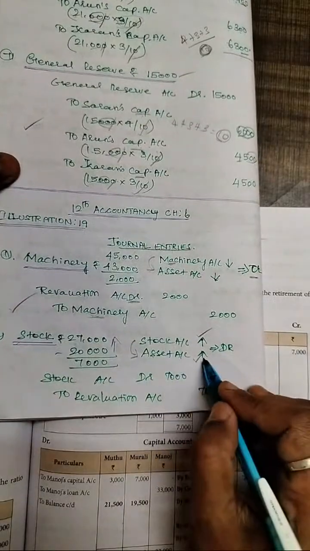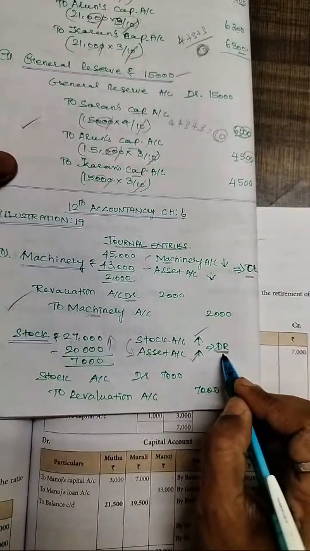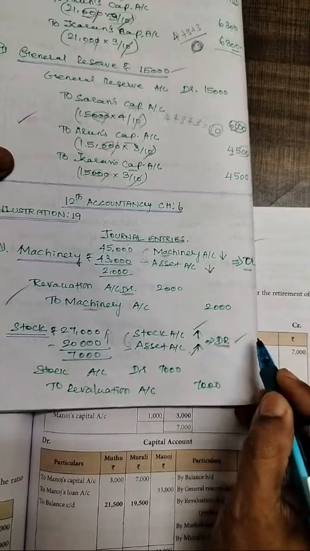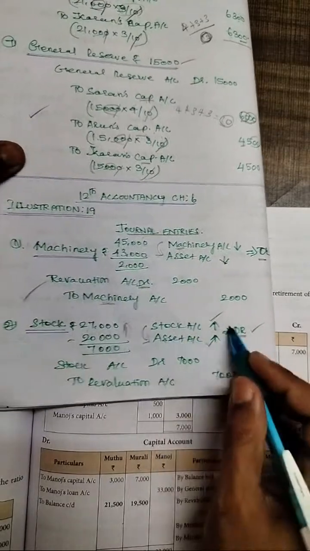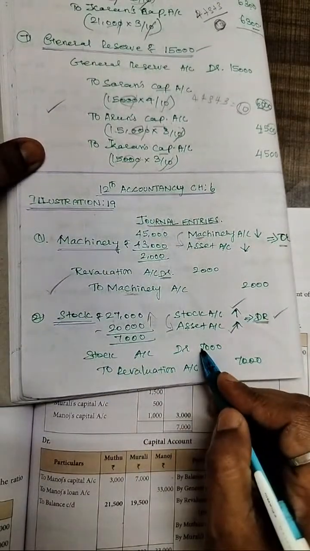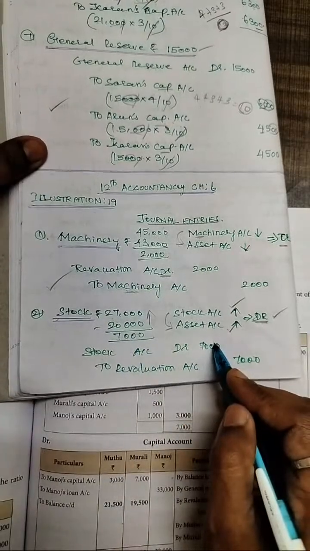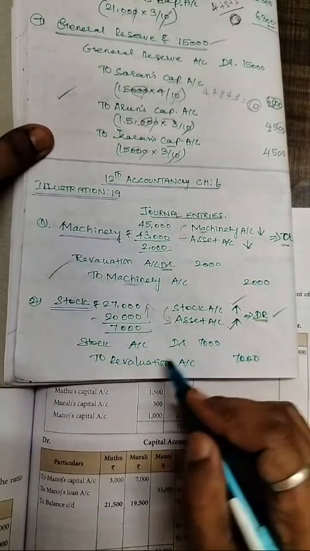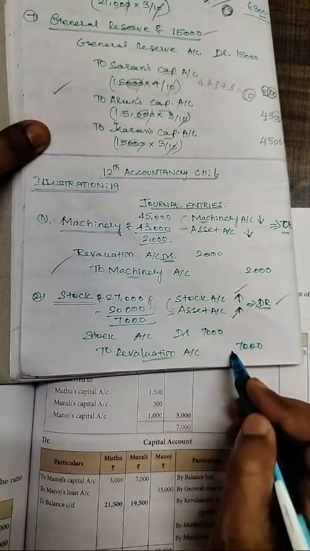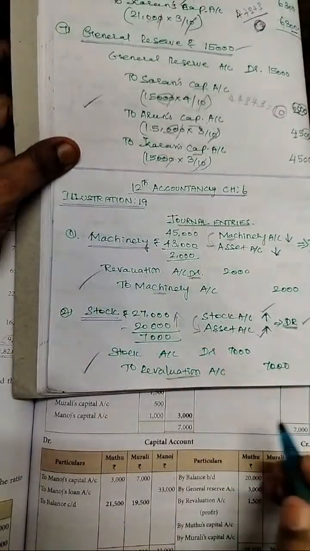So asset account increases. If the asset account increases, the asset account is to be debited, right? Which is the asset account? Stock account. So stock account is to be debited 7,000 rupees. Which account is to be credited? Revaluation account is to be credited. Let's take this transaction.